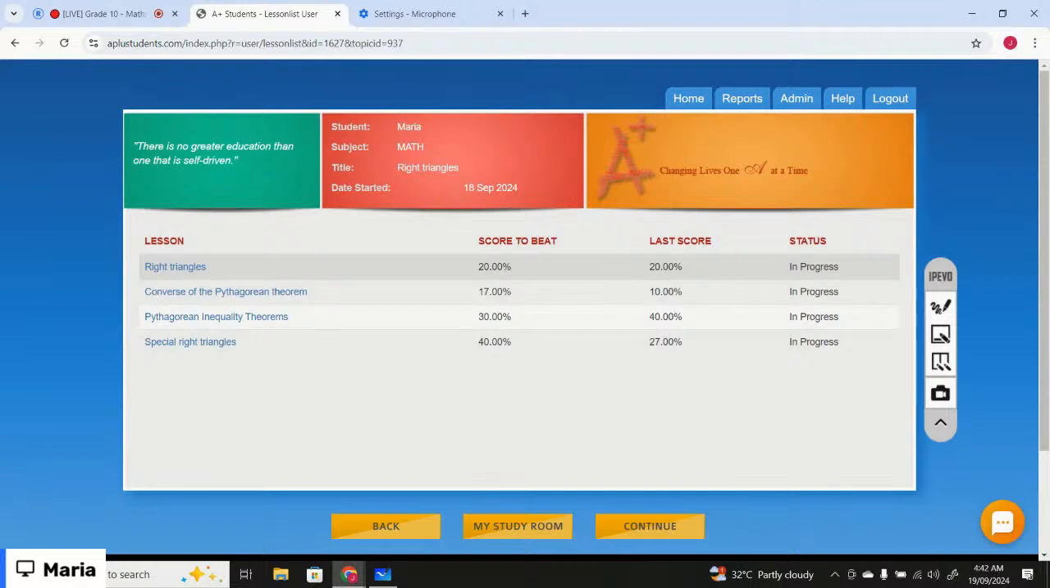So we were working on grade 10 math. The chapter we were working on is right triangles, and the lessons we have covered today are right triangles, converse of Pythagorean theorem, Pythagorean inequality theorems, and special right triangles. So please make sure before the next session you complete all the practice questions for the lessons we just did. That is your homework until next session.